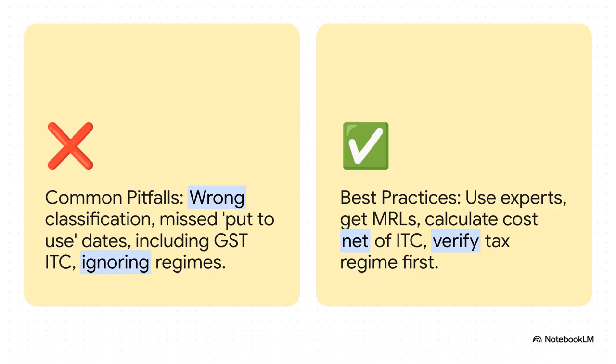The best practices are the direct solutions. Use an expert if you need to. Get those key dates in a signed letter from management. Always calculate costs net of subsidies and ITC, and make checking Clause 8A your absolute first step. This right here is your formula for getting it right.